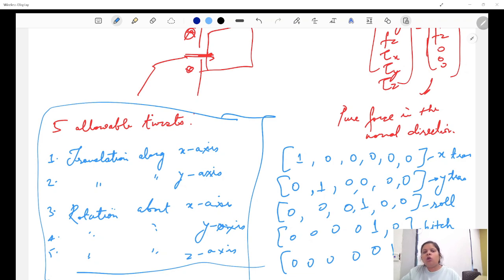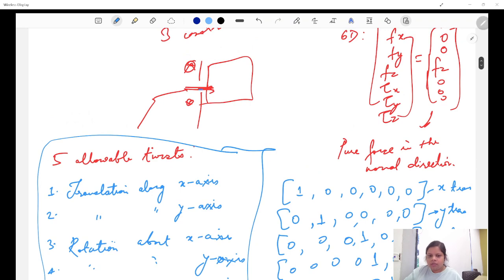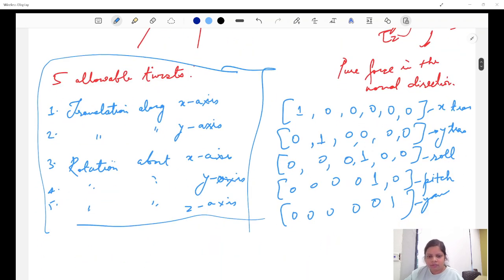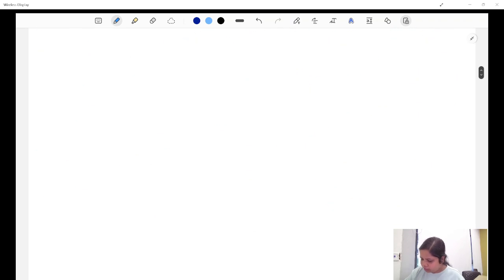Okay, the only not allowed twist is translation along the z-axis, because the contact here applies a force to resist motion in that direction. Hence there is a normal force, and then there are 5 allowable twists, which are the following. I hope this question is clear. Yes, ma'am. Okay, fine, let's move to the next question.